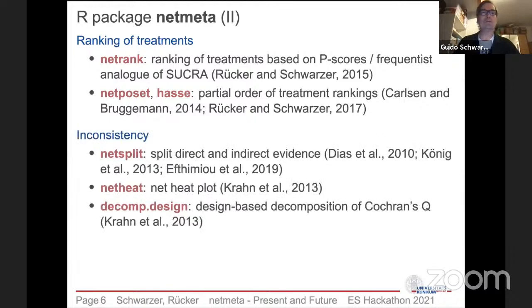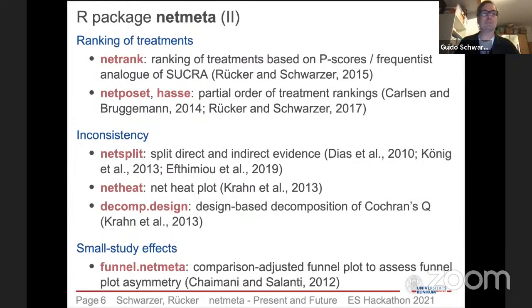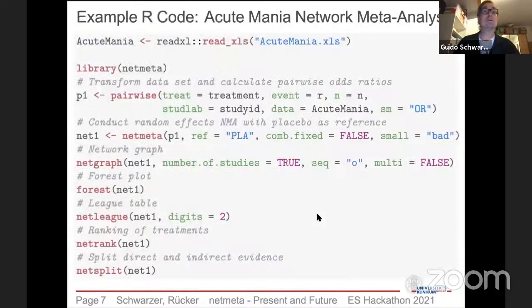To evaluate inconsistency, there is the netsplit function, which splits direct and indirect evidence, and then you can see whether they agree or disagree. netheat is available, and decomp.design, which decomposes the Cochran Q statistic by the designs of the studies. And for small study effects, there is the comparison-adjusted funnel plot as proposed in this presentation.